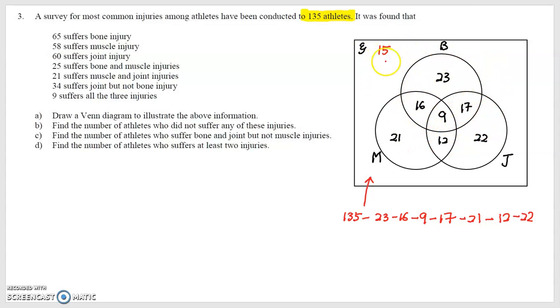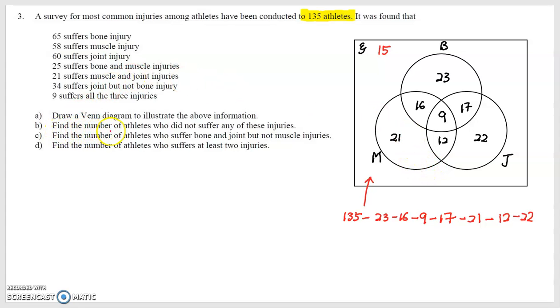Most students forget to calculate this area. This area may be empty. This area can be 0. Maybe everyone has suffered. Or there may be a value. So don't forget to calculate this area, because most students tend to forget it. Now we can start to answer the questions. So this is the answer for A, the Venn diagram.